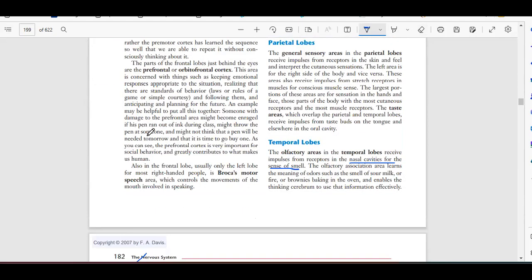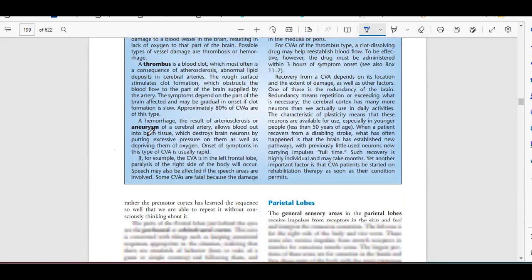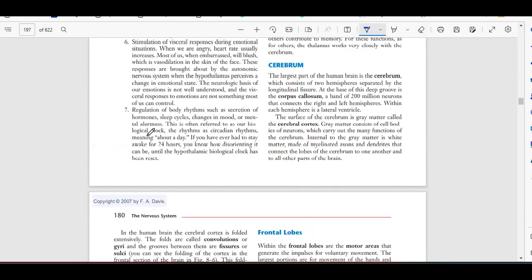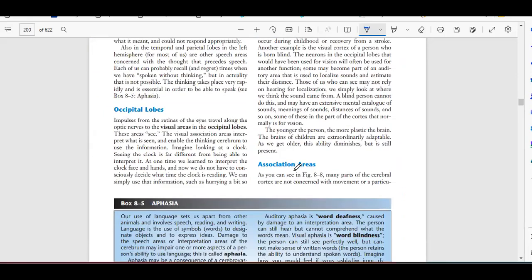Olfactory, smell and hearing are for the temporal lobe. Speech is for the temporal lobe. Speech and sense are for the parietal lobe. But visualization is for the occipital lobe. Impulses from the retinas of the eyes travel along the optic nerves to the visual areas in the occipital lobes.